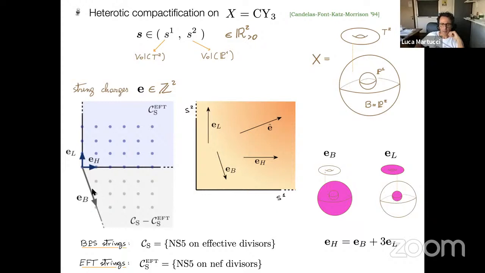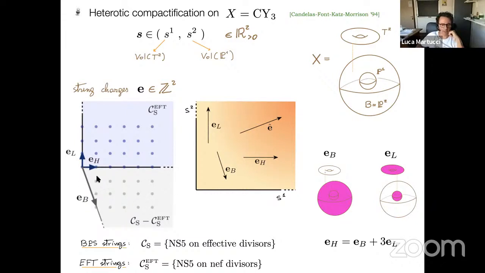Okay. The point is that not all of these strings correspond to EFT strings. You can see this either by computing the pairing with the dual BPS instantons, and the pairing in this case boils down to the intersection number between divisors and curves, or more directly by following the corresponding flows in the axionic space.